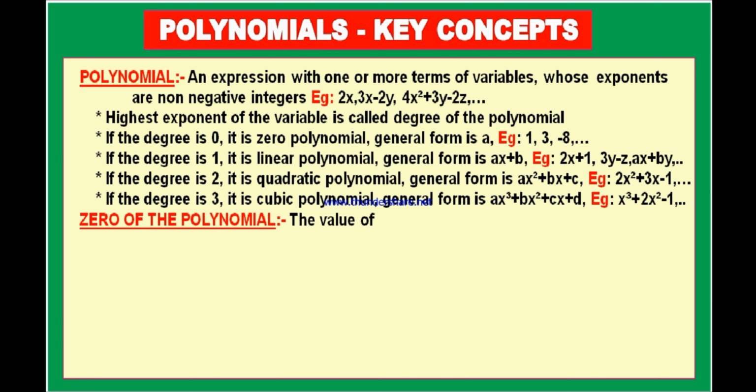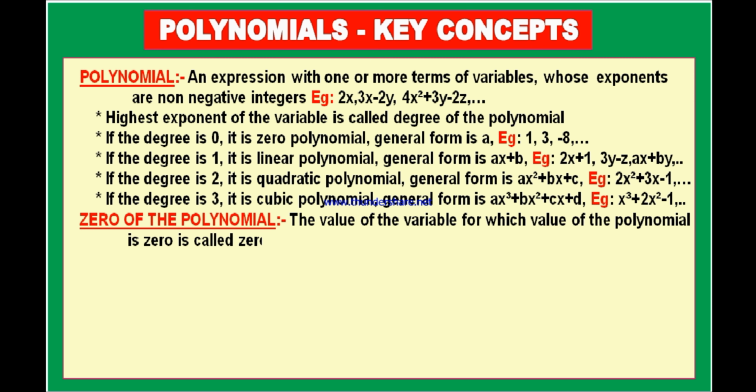Now what is 0 of the polynomial? The value of the variable for which the value of the polynomial is 0 is called 0 of the polynomial. I shall repeat, the value of the variable for which the value of the total polynomial is 0 is called 0 of the polynomial. 0 of the polynomial is different from 0 polynomial.